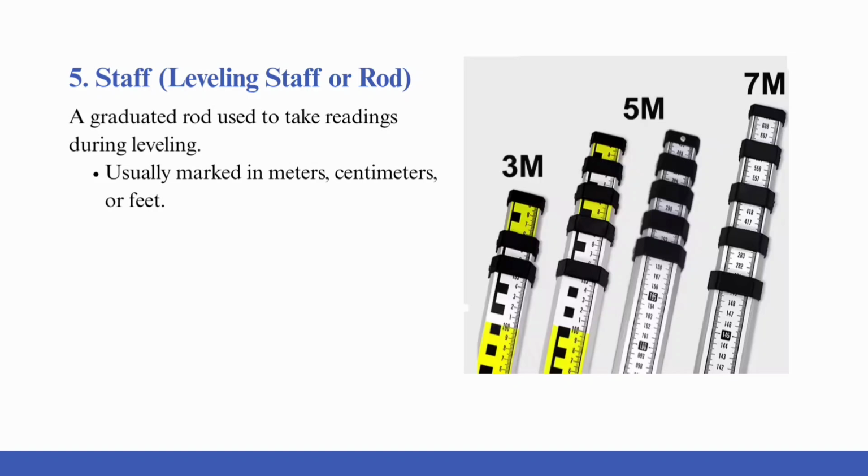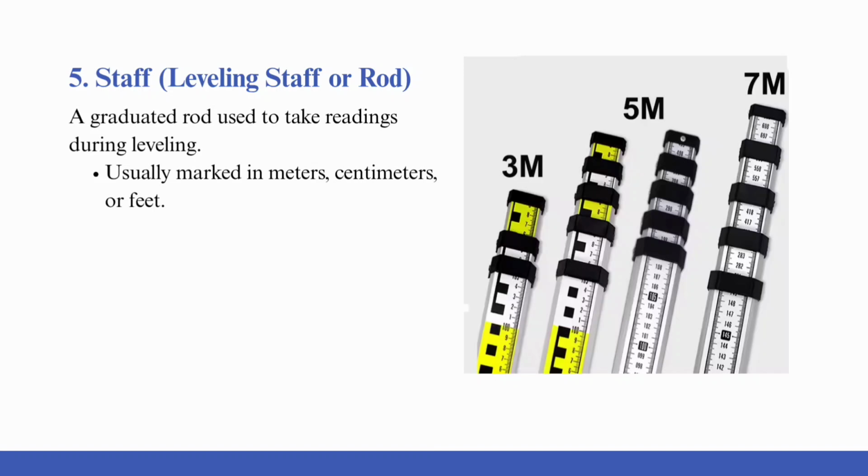Now the next parameter is a staff. We can say the leveling staff or rod. They are of different heights, and they are made up of different materials also. They are of 3 meter height, 4 meter, 5 meter, 7 meter heights, and used according to the project.